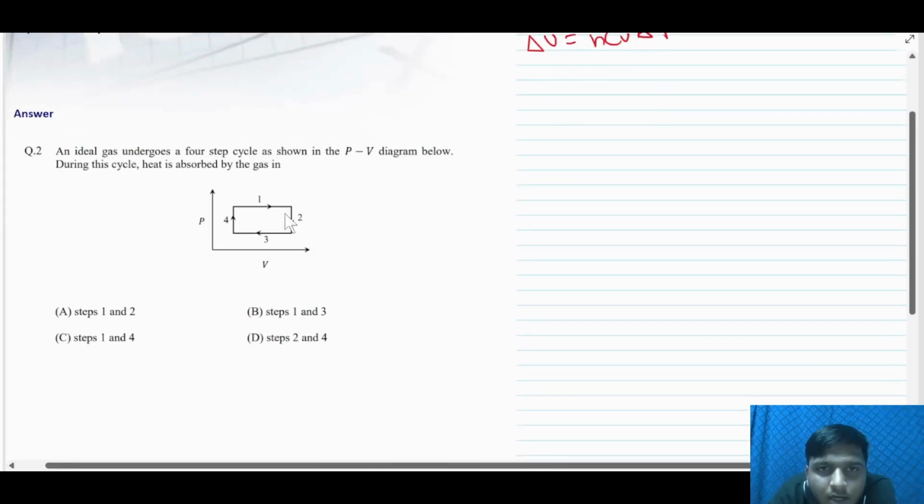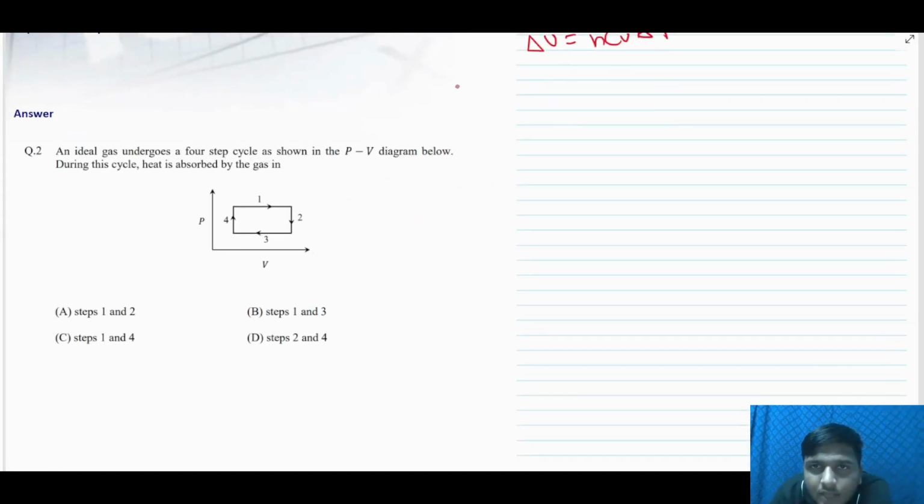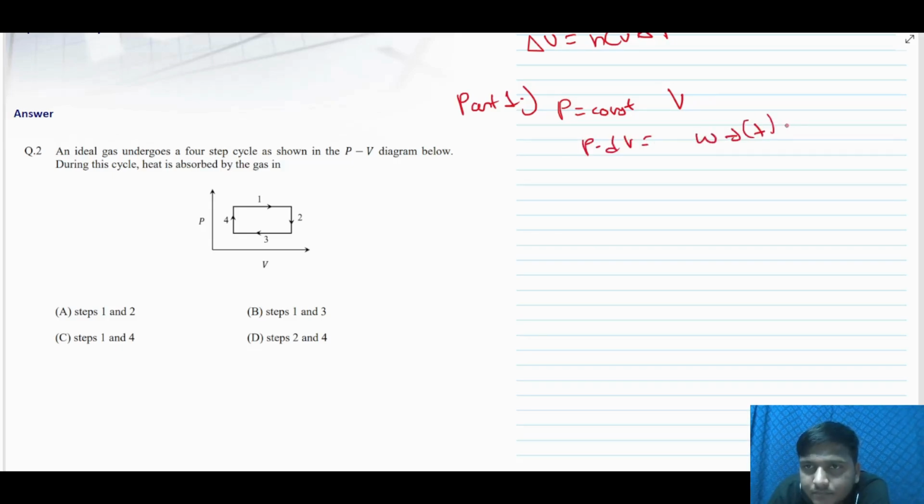So let's see part one. I should solve this part-wise. In part one, what is happening? The pressure P is constant and our volume V is increasing. So the net work done is PdV, and our work done here is positive.